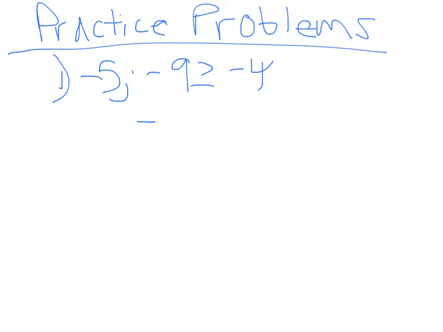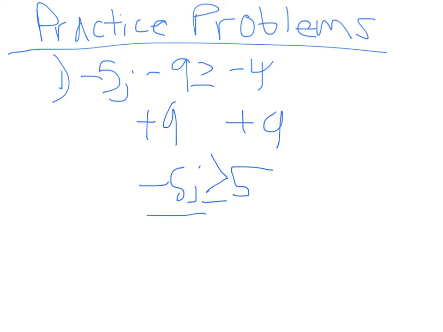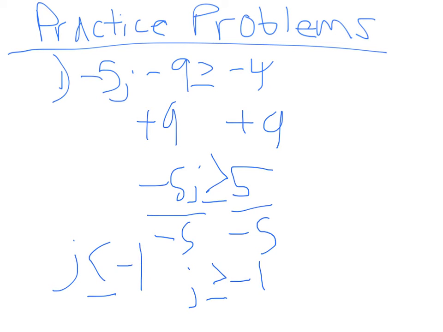So I am going to add 9 to this. It's going to be 5. So you divide it by -5. Oh, actually, it's 5. Never mind. Okay, and that is going to give us -1. Actually, this is another time we're going to have to flip the sign. And so it's actually going to be j is less than or equal to -1.